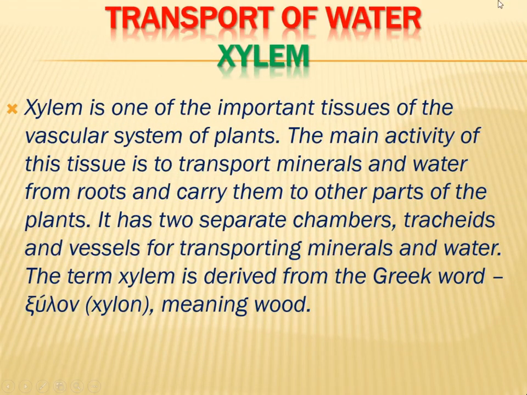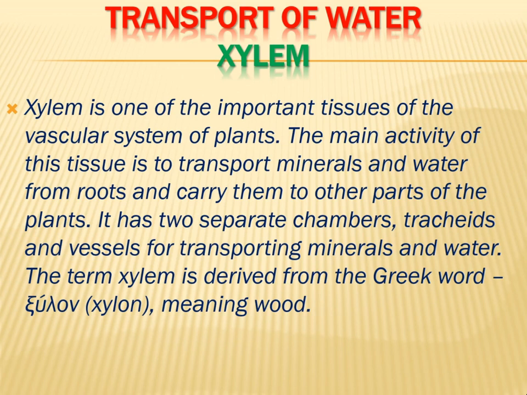This is the first one, the xylem. How does transportation of water occur in plants? This is done by the role of xylem. Xylem is one of the important tissues of the vascular system of plants. The main function of this tissue is to transport the minerals and water from the roots to other parts of the plant.